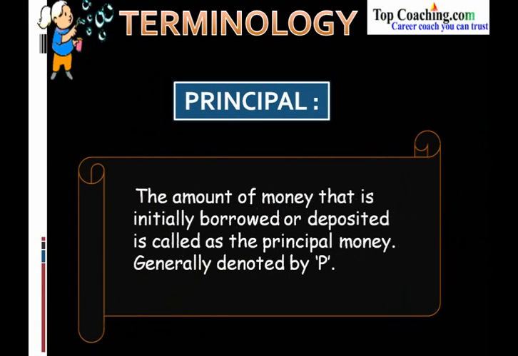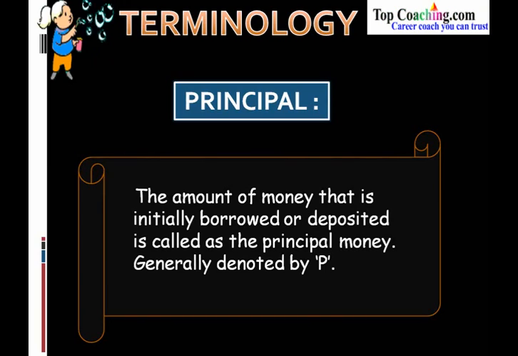What do we mean by principal? It is the amount of money that is initially borrowed or deposited, and it is called the principal money, generally denoted by P. So what is the principal? Principal is the amount of money that is initially borrowed or deposited and is known as the principal money.